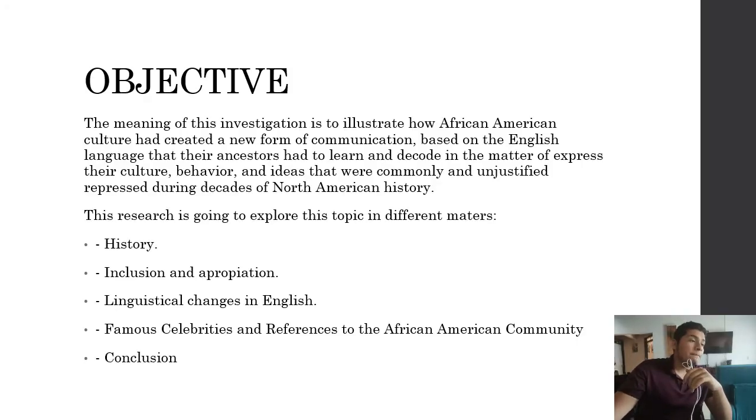What we have here is the objective. The meaning of this investigation is to illustrate how African American culture has created a new form of communication based on the English language. So basically, I wanted to classify these different parts of what African American vernacular English is. I chose history first, later inclusion and appropriation of this new dialect that they created. Later we have the linguistic changes in English, the most important part, and later the famous celebrities and references to the African American community.